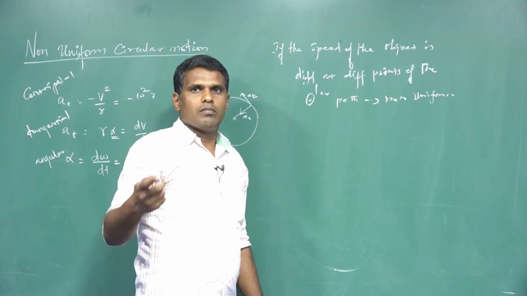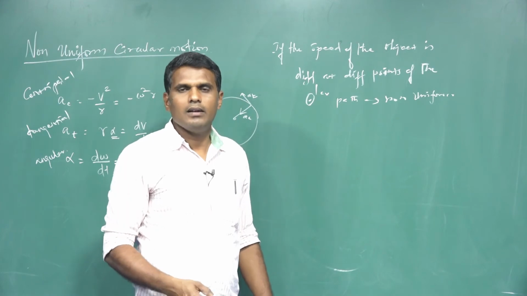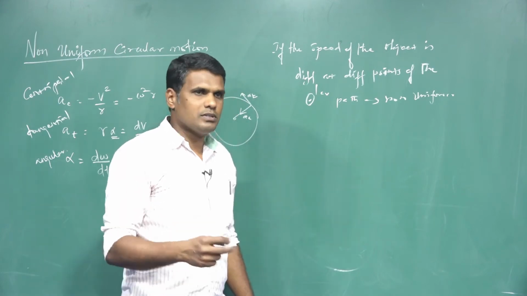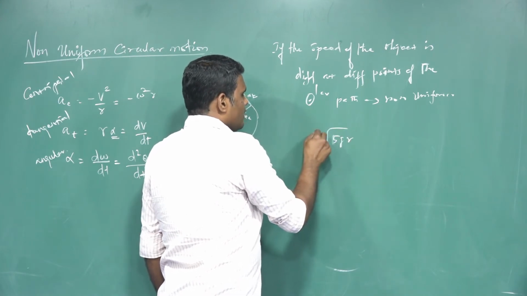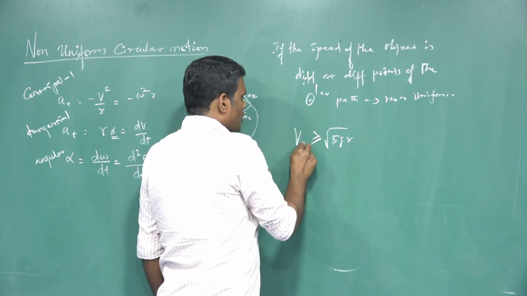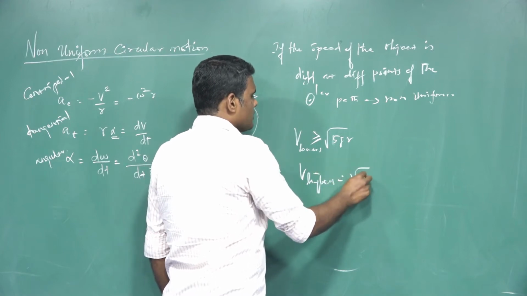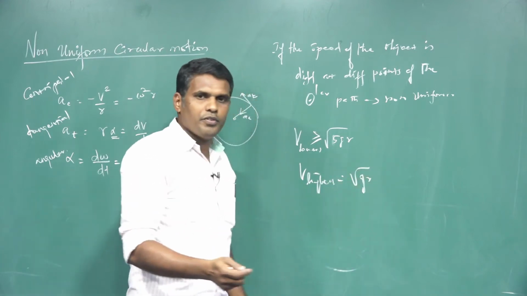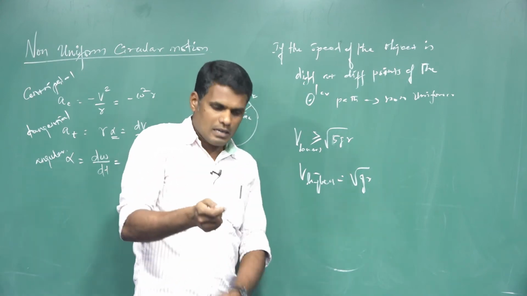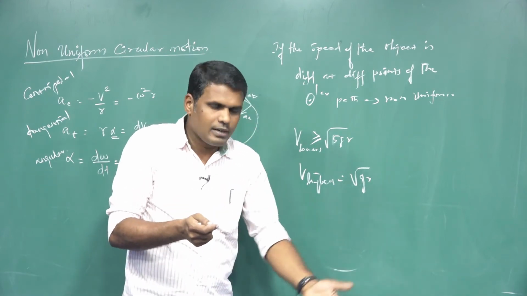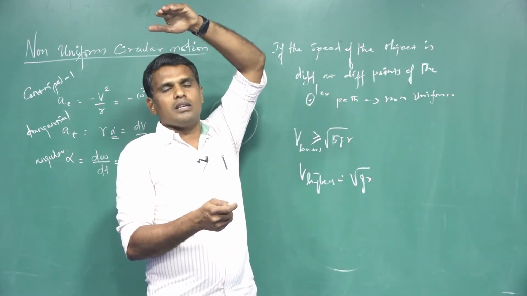You will come across a heading which we call motion in a vertical circle, where the object possesses a velocity greater than or equal to root 5 gr at the lowest point, and at the highest point that must be equal to root gr. So if you rotate a bob tied with a thread to undergo a vertical circle, at the lowest point its velocity must be at least root 5 gr, and at its highest point its velocity is root gr.